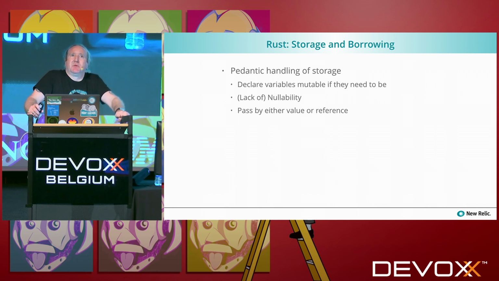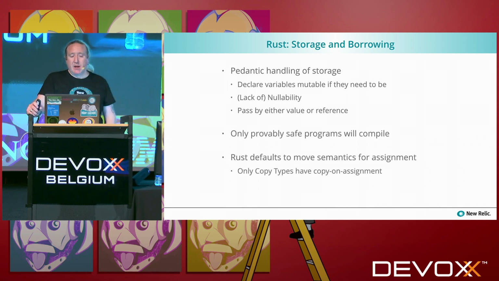Basically, almost every bug in C++ boils down to either unsafe handling of storage or misunderstood assignment semantics. And Rust tries to deal with both of those problems at once. For example, it requires you to declare variables mutable if they need to be, otherwise it assumes they are not. It has no real nullability to speak of. It has both pass and return by value or reference. And in Rust's case, only provably safe programs will compile. So in general, Rust will rather fail your compilation than allow something that it cannot prove is safe to compile.